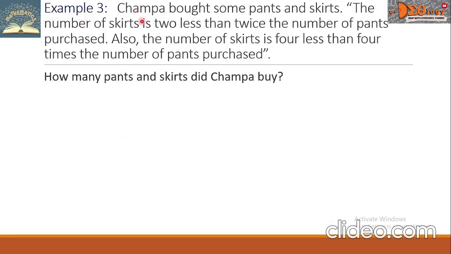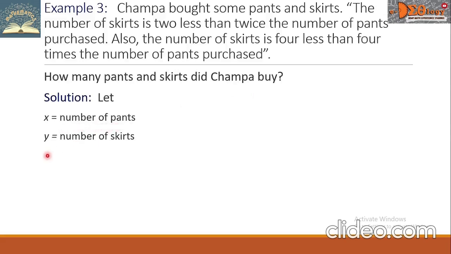Example 3. Champa bought some pants and skirts. The number of skirts is 2 less than twice the number of pants purchased. Also, the number of skirts is 4 less than 4 times the number of pants purchased. How many pants and skirts did Champa buy? We let x to be the number of pants. We let y to be the number of skirts.